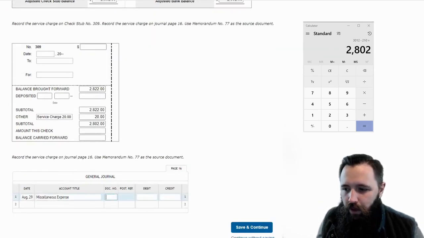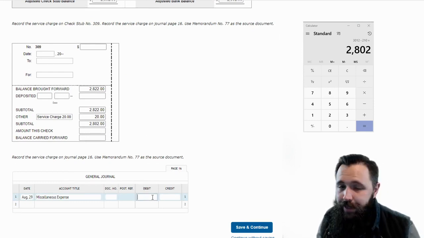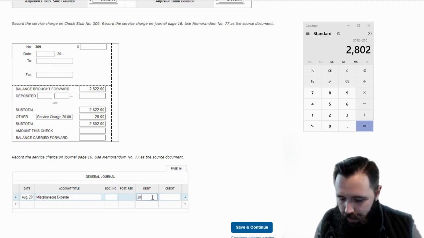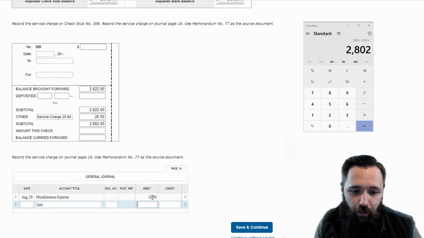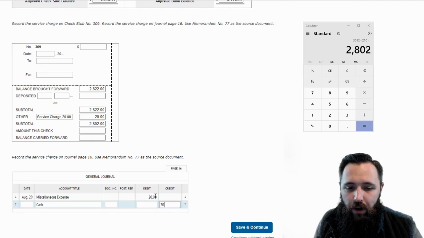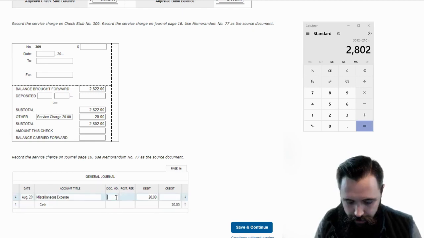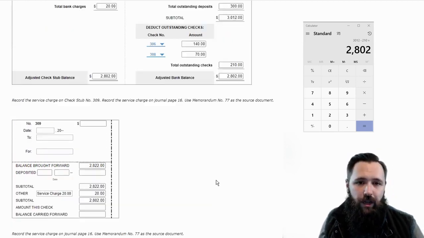And when we look at here, what's the doc? Well, we can do that after. But this is going to be debited. We already know how expenses are increased, and it's just $20. Down on the bottom here, how do we pay that? Well, we paid it with cash, and cash has a normal debit balance. We'll credit it to bring down cash. Then our document number is that memo number 77, okay? So there we go. That's all the steps that we have.